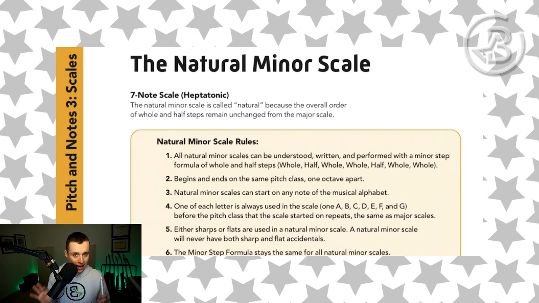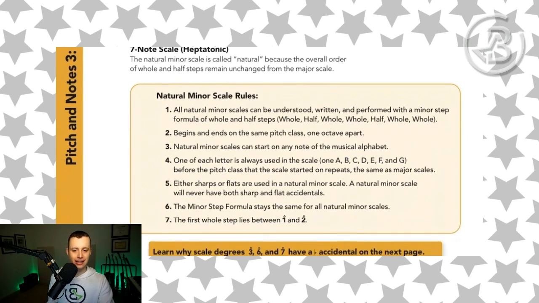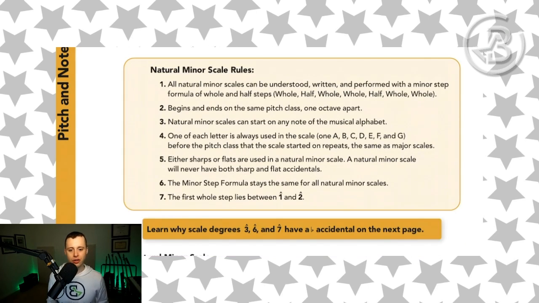So it's not whole, half, whole, half, but it's all going to make sense in this lesson and in the next lessons. Let's talk about our natural minor scale rules. And then in the next lesson, we're going to break those down with actual examples of a natural minor scale. So number 1, all natural minor scales can be understood, written, and performed with a minor step formula. Not a major step formula, but a minor step formula of whole and half steps. And that goes like this: whole, half, whole, half, whole, whole. Memorize it. It's going to help you tons if you memorize that.